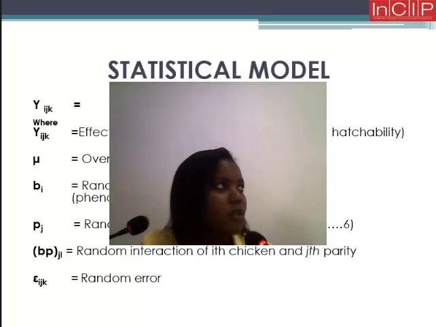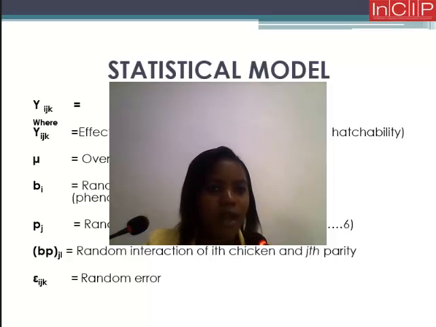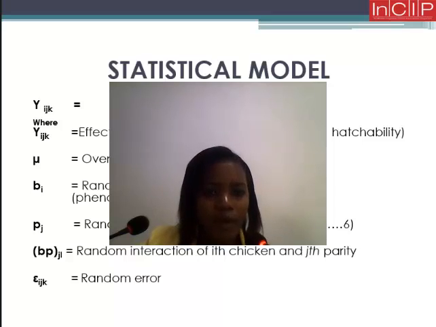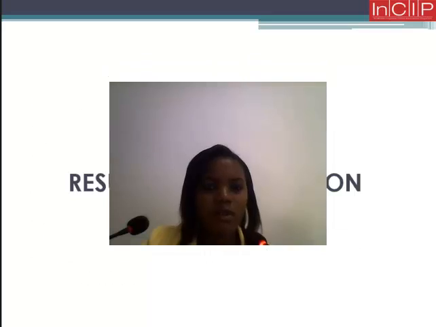So this is the model that I used, where Y is the effect of parity on those reproductive parameters. Mu is the overall mean. Bi was the random effect of ith chicken. P was the random effect of jth parity from parity 1 to 6, and BP was the random interaction of ith chicken and jth parity, while E was the random error.